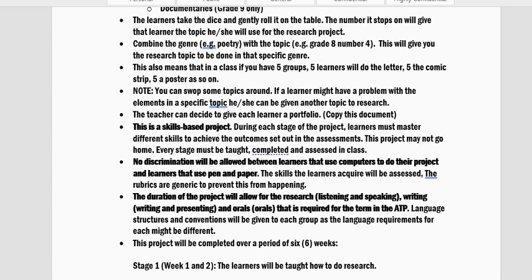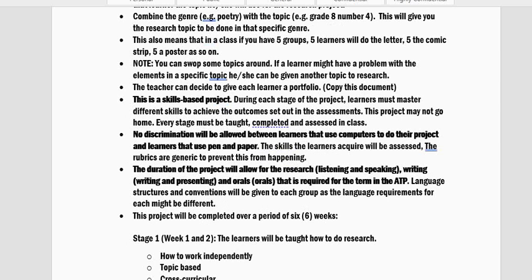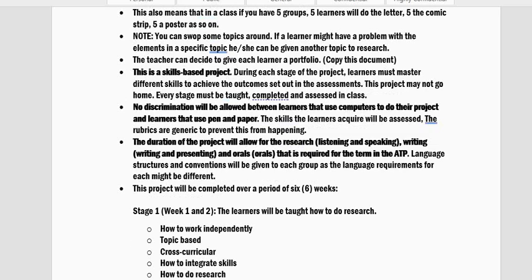The project may not go home. Certain areas, for example research material, can be collected and brought back to school, but the actual research process must be done in class, and the teacher must assist, support and facilitate here. No discrimination will be allowed between learners that use computers or do it with pen and paper. Please, when you mark the assessment, do not be beguiled by how beautiful it looks since it's been done online using all the wonderful creative tools. Look at the content, whether the research topic has been addressed and the questions have been answered.